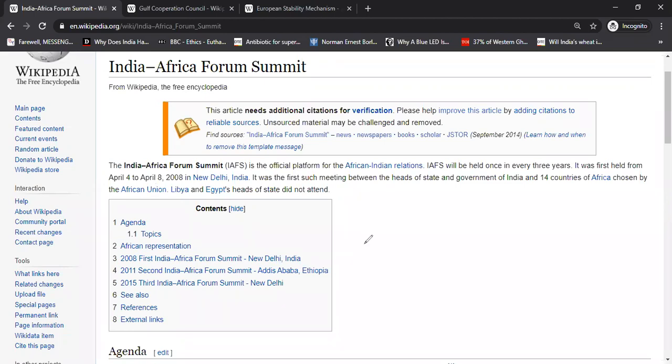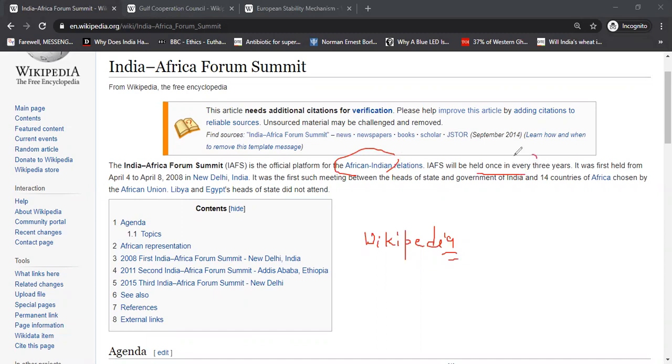Generally, whenever you're reading the Wikipedia page of any news, try to read the first para only. That's it. So again, on the African-Indian relationship, they're saying that it will be held once in every 3 years. But as you have seen already, they have not kept their promise. 2008, New Delhi. 2011, Addis Ababa. 2015, New Delhi. After that, everything has come to a halt.